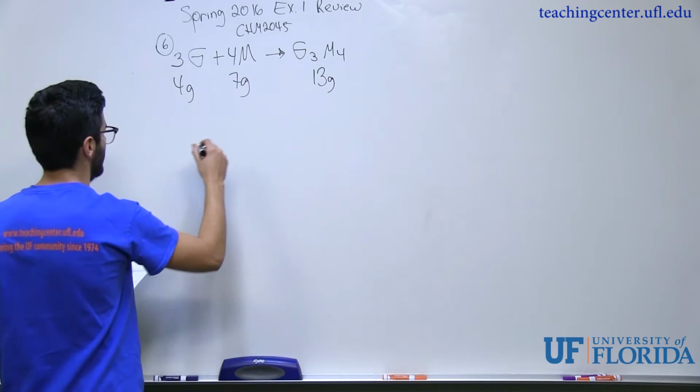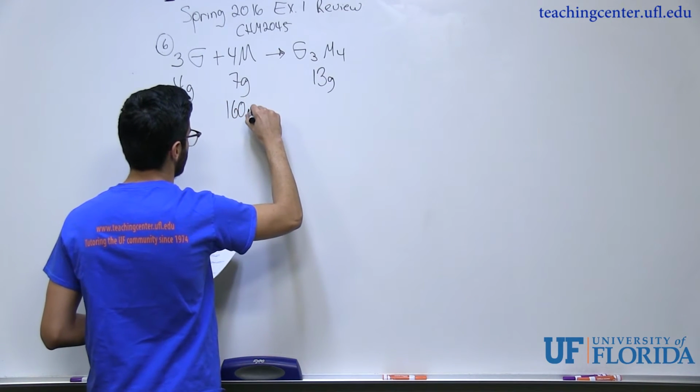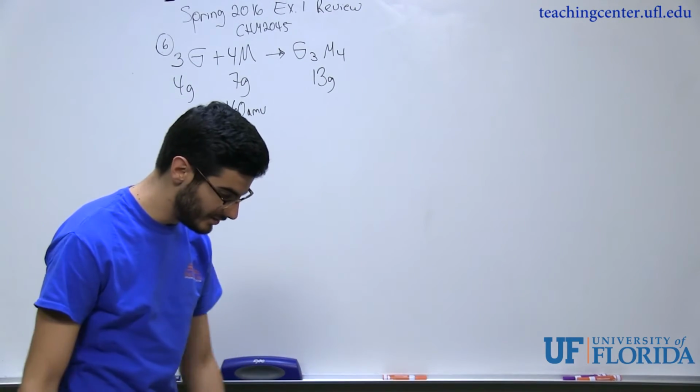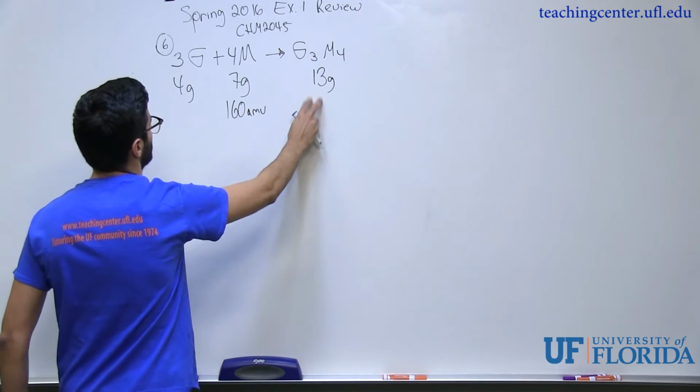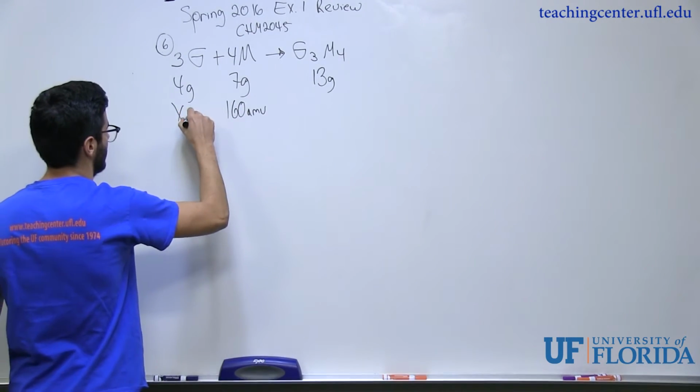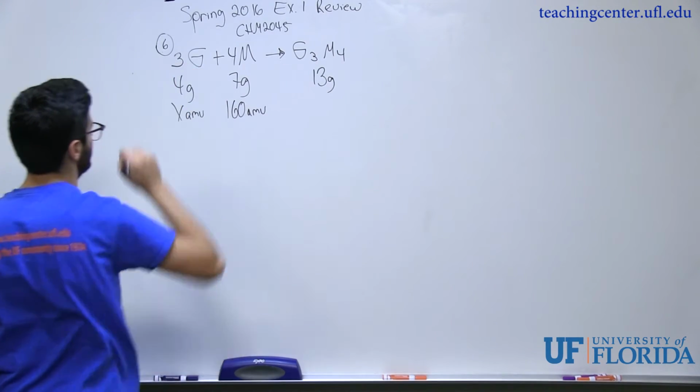So we also see that M has 160 AMU. That's going to be important now because what we're actually going to want to do is we don't even care about this number here. We want to find out, right? The question is asking this. What is the AMU of G?